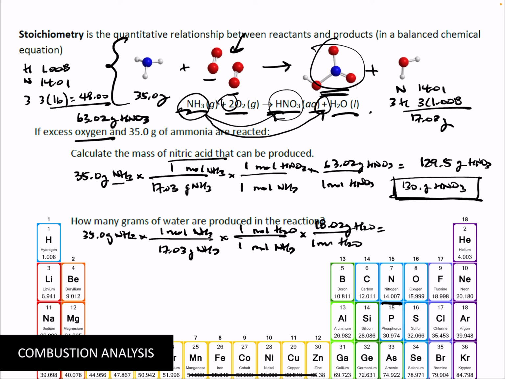35 divided by 17.03 times 18.02. I get 37.0 grams of water. All right, so now we know, let me go to a different color here. We know that if we have 35 grams of ammonia, we're going to make 130 grams of nitric acid and 37 grams of water, right? These are all proportional to each other. It seems like we should figure out how much oxygen that is. Let's see if that's the next question.